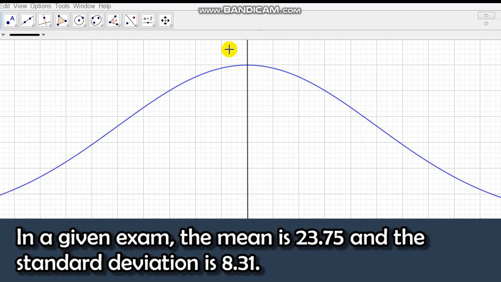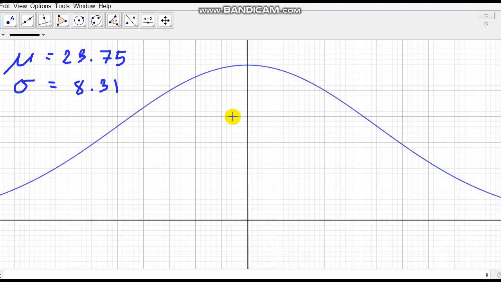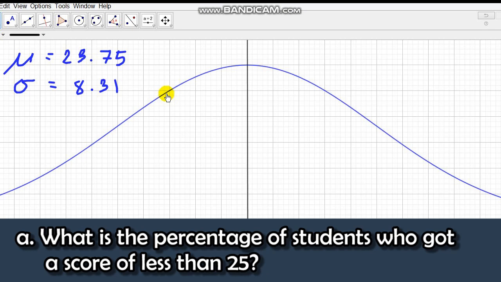In a given exam, the mean is 23.75 and the standard deviation is 8.31. So here's our situation. The mean is 23.75 and the standard deviation is 8.31. We have three questions here. The first one, letter A: what is the percentage of students that got a score of less than 25?